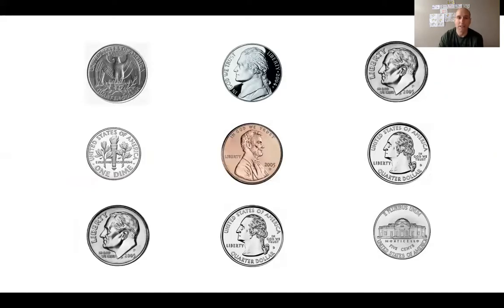Next one up. As I'm looking at this one, boys and girls, what I want you to do is please point to all the dimes. We're looking for the dimes this time. Search, be that coin detective. Look at each coin carefully. Use the clues of what you know. What coins are dimes? Point them out.